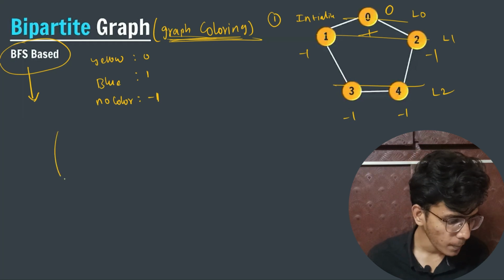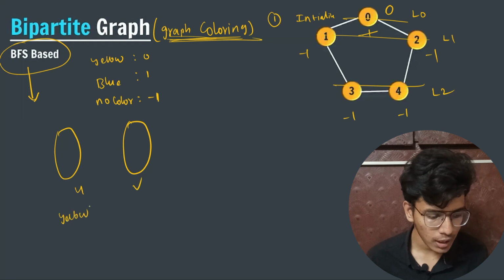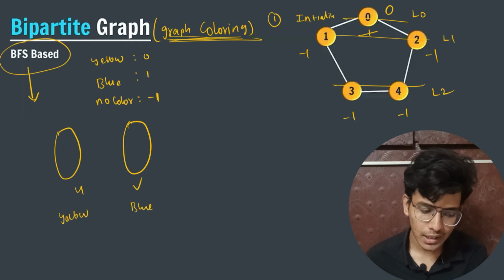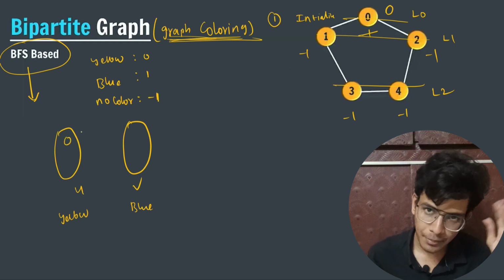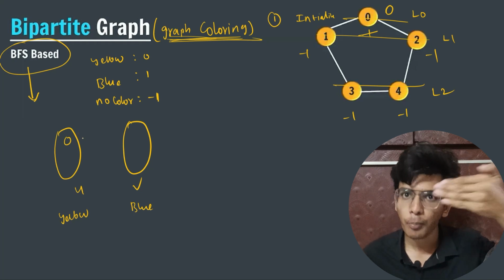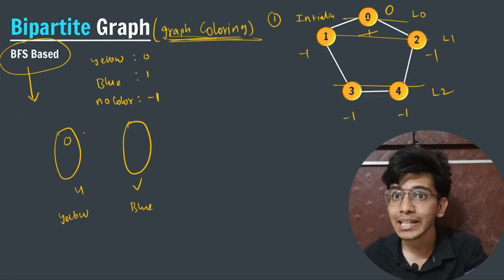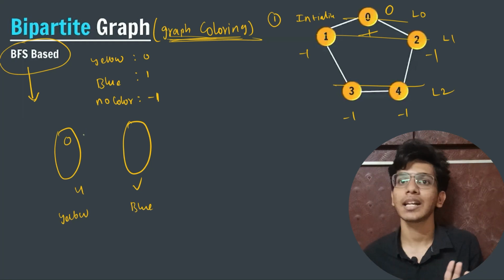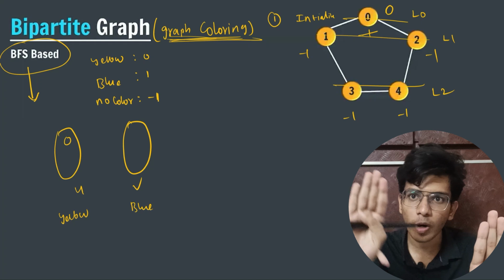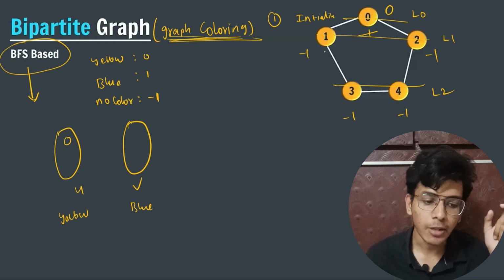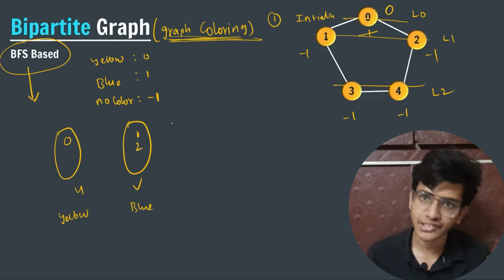So this is my set 1, U set, V set, and U represents yellow color set and V represents blue color set. So I will add 0 node in my yellow color. Now I will perform breadth first search for its neighbors, and I will assign from no color to the opposite color of my source node. I have assigned yellow color to my source node, right? Now I will assign for its neighbor blue color. So I will assign blue color for 1 and 2. It means that I will add 1 and 2 in the blue color set.